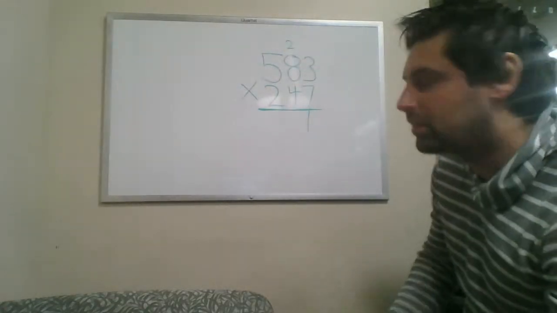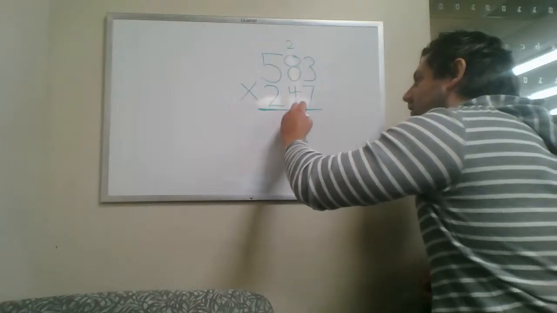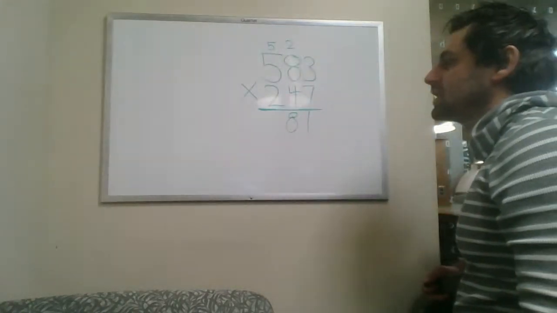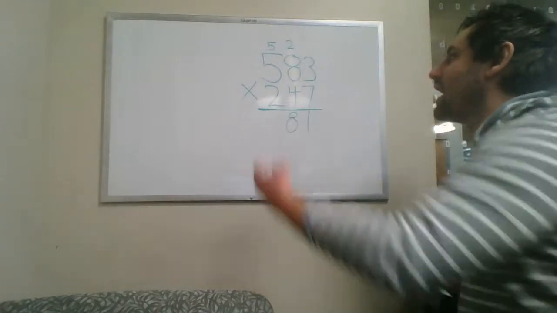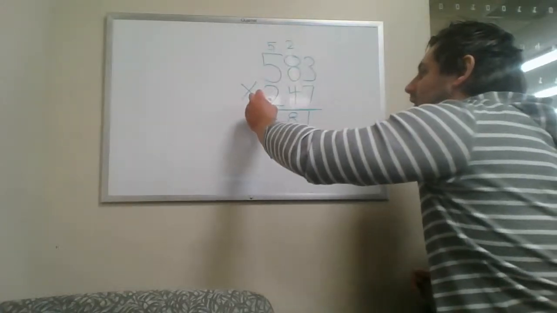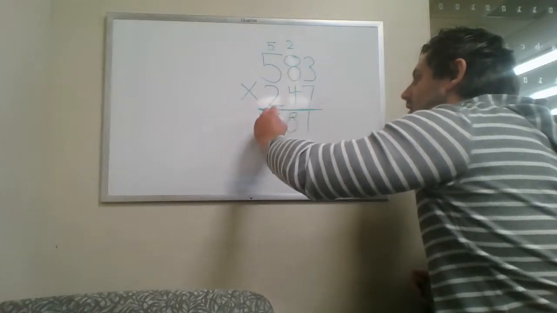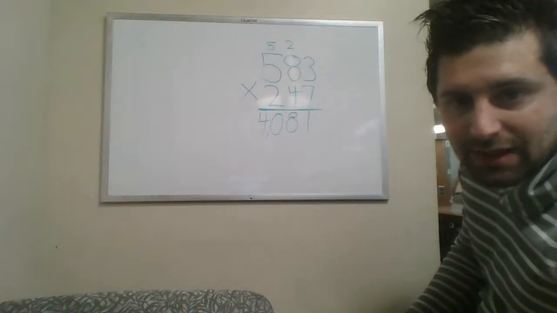Again, we have to regroup. The 8 in 58 goes in the tens place. The 5 in 58 gets carried over to the hundreds place. 5 times 7 equals 35. 35 plus 5 equals 40. Remember to add the numbers that you're carrying over to your answer. That's very important.